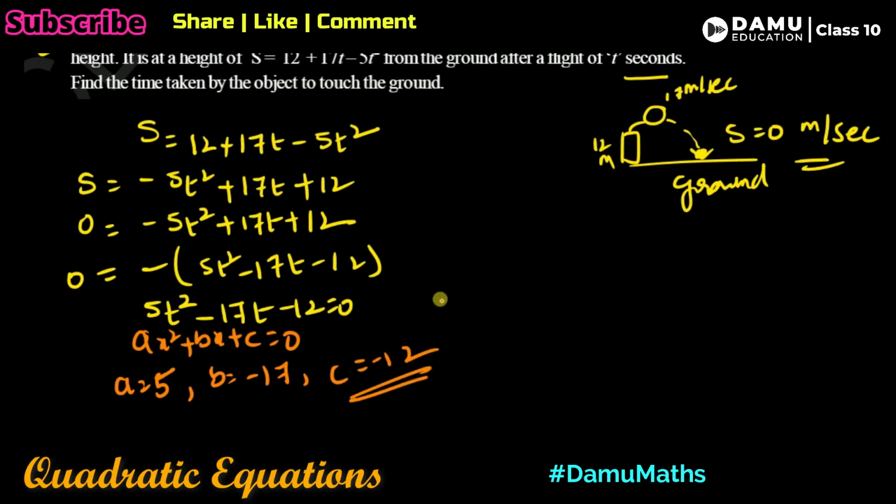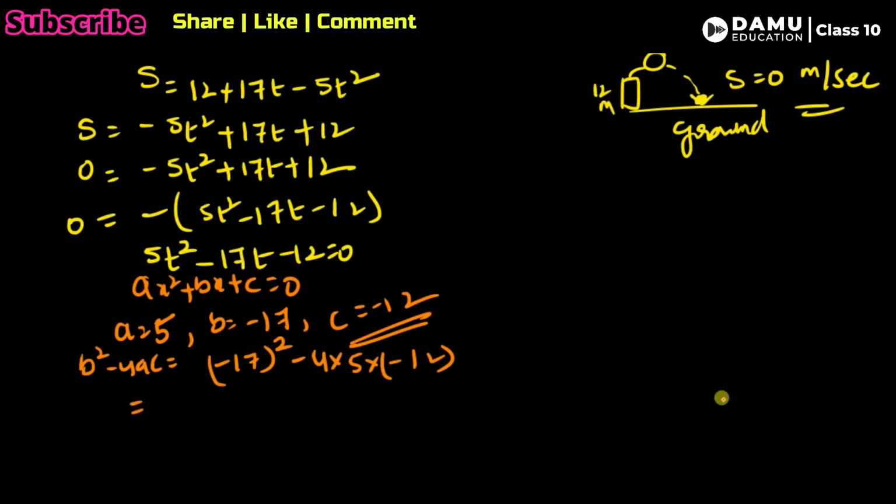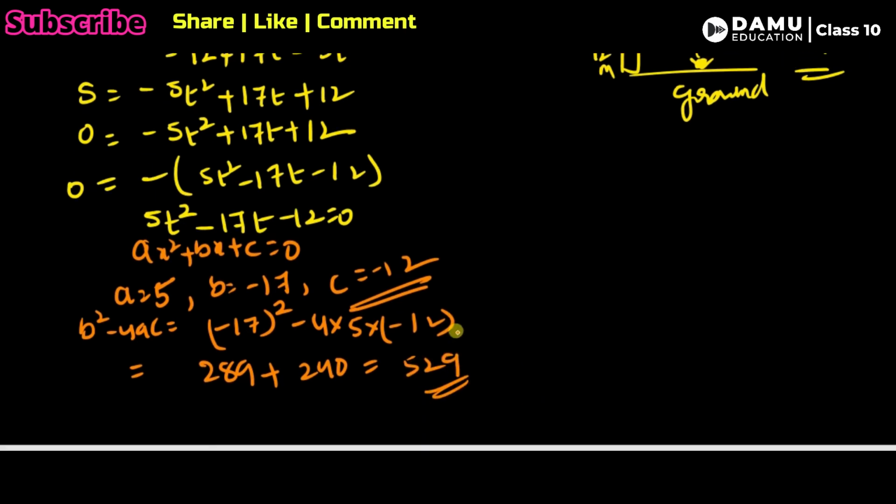Let's take b square minus 4ac. Let's write b square minus 4ac. So b square is minus 17 whole square minus 4 into 5 into c, which is minus 12. So 17 square, what value will we get? 17 square will be equal to 289. So 289, minus into minus will become plus. So 4 5s are 20, 20 into 12, so 240 we will get. So 240 plus 289, we will get as 529. So this is the value of b square minus 4ac.